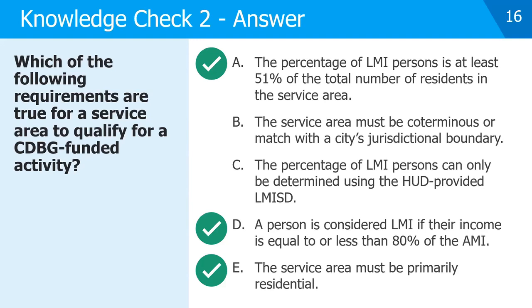C is also incorrect. You can collect your own data to provide a count of LMI persons. And in fact, that is what the survey we're talking about is designed to do. D and E are correct. A person is considered LMI if their income is equal to or less than 80% of the AMI. And E, the service area must be primarily residential.